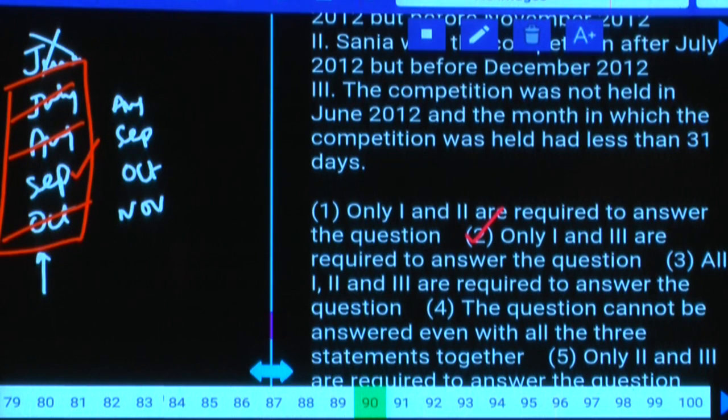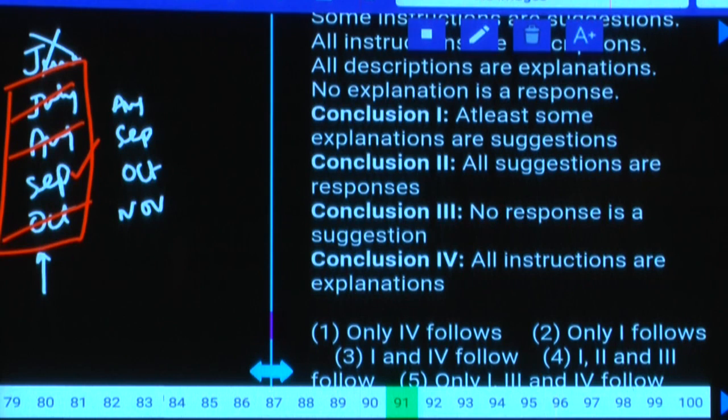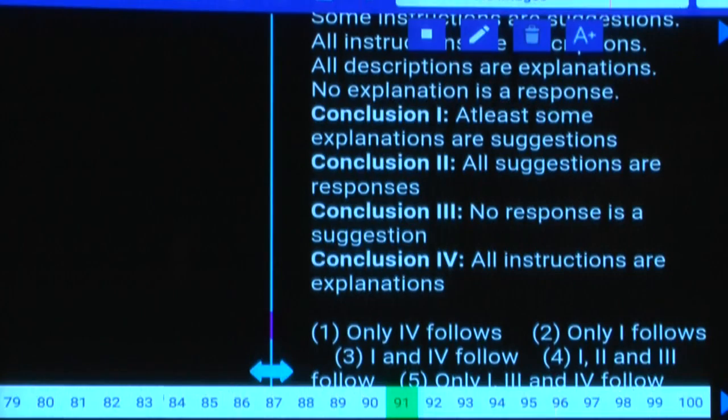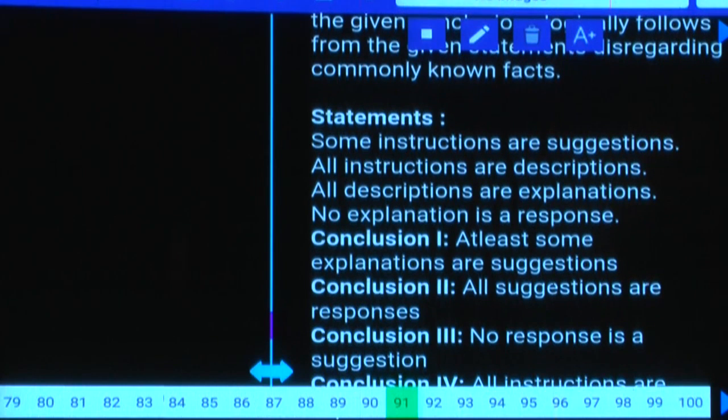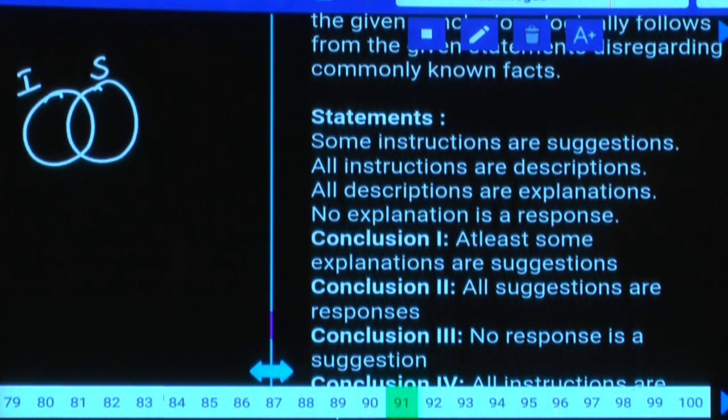Done with this? Now this is about question number 90. Then 91 to 95. Now this 91 to 95 comes under which category? Syllogisms, isn't it? 4 statements followed by 4 conclusions. Then statement 1, some instructions are suggestions. All instructions are descriptions. All these instructions are what? Descriptions. And all descriptions are explanations.